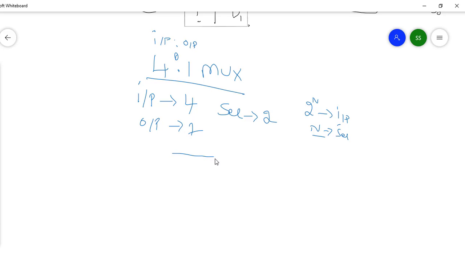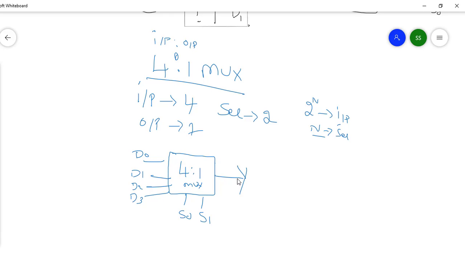Now go to the block diagram. It looks something like this. So it is a 4 is to 1 mux, and you have 4 inputs. So I can write D naught, D1, D2 and D3. We can take the select lines: one is S naught, another one is S1, two selects. And we have one output, that is Y. This is the block diagram of the 4 is to 1 mux, or we can call it a logic symbol also.